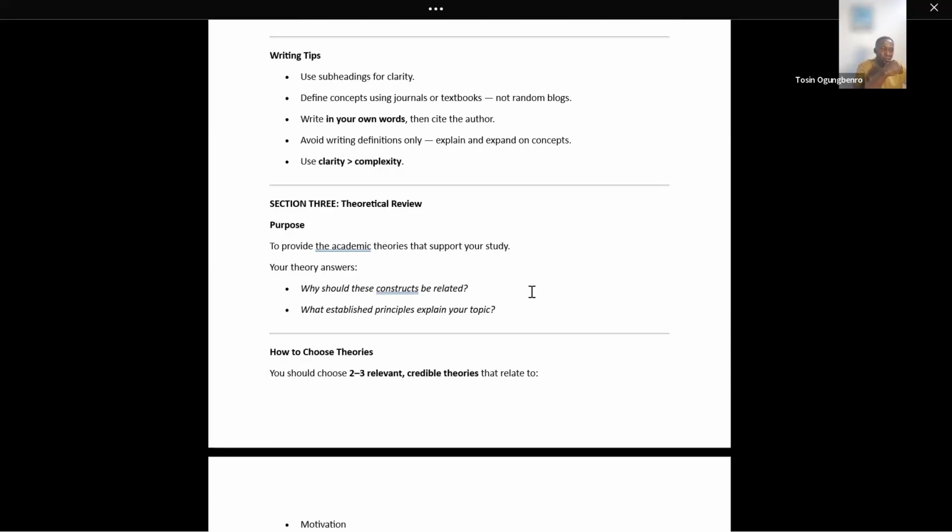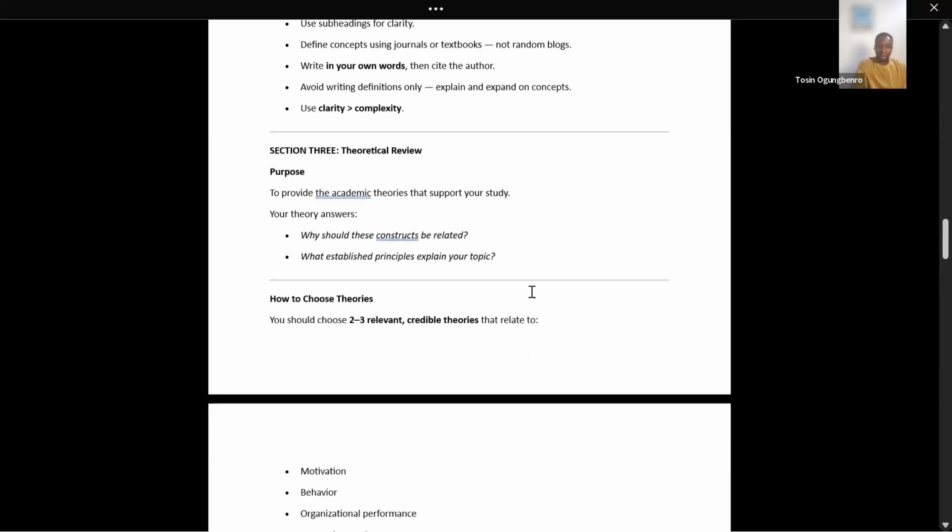So your theory answers why should this construct be related? What established principles explain your topic? So it's more like your theory validates what you are trying to do. Your work is not sound until you embed it in existing theories.